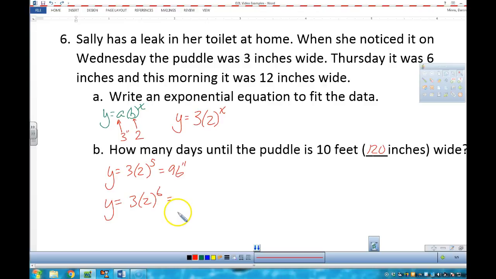3 times 2 to the 6th power is, oops, I've jetted up really quick. I'm at 192 inches. So on day 6, it will be 10 feet. In fact, it will be more than 10 feet wide. On day 5, it was only 96 inches. Day 6, it was 192. So day 6 is our answer. So it's actually sometime between day 5 and day 6. It gets to be 120 and then more.